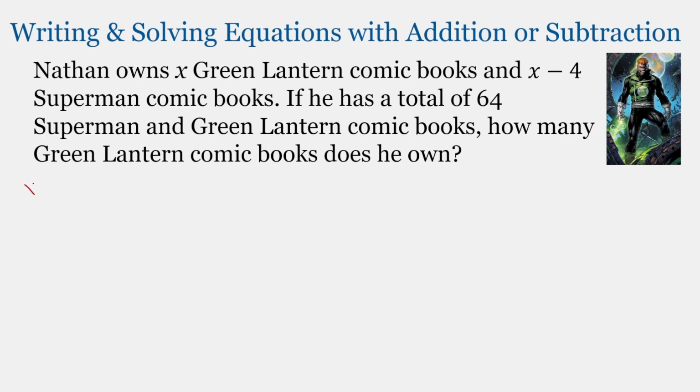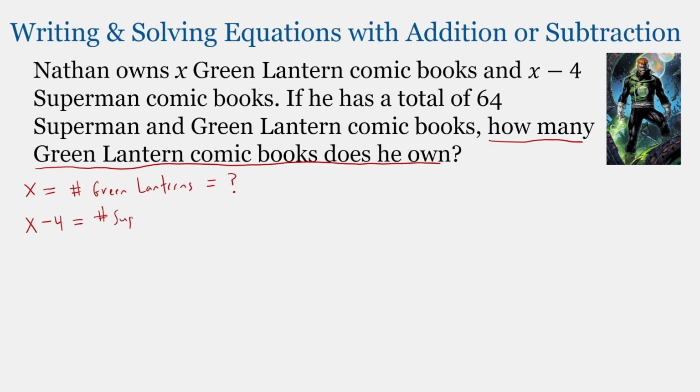So we've already defined our unknown variable. They're asking for how many Green Lantern comic books does he own? So this is our unknown, X, and it's the number of Green Lanterns. And again, this is what we're looking for. So this is our unknown value. And we're told that the number of Supermans is X minus 4. So X minus 4 is the number of Superman comic books that he has.